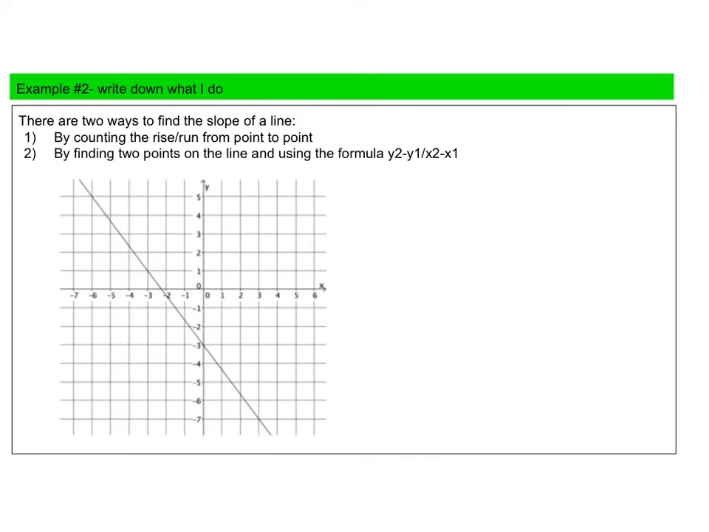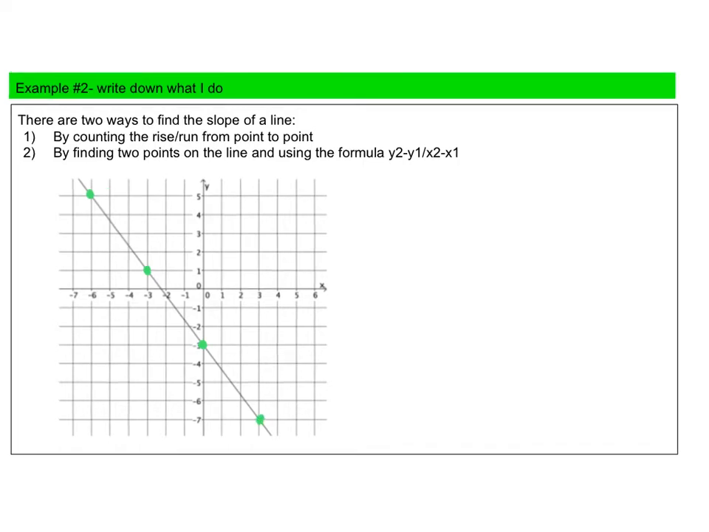There's 2 ways to find the slope of a line: by counting the rise over run from point to point, or by finding 2 points in the line and using the formula y2 take away y1 over x2 minus x1. I'm going to show you both ways. So the first thing you have to do, no matter what, is find your points. Got one there, got one there, there, and there.